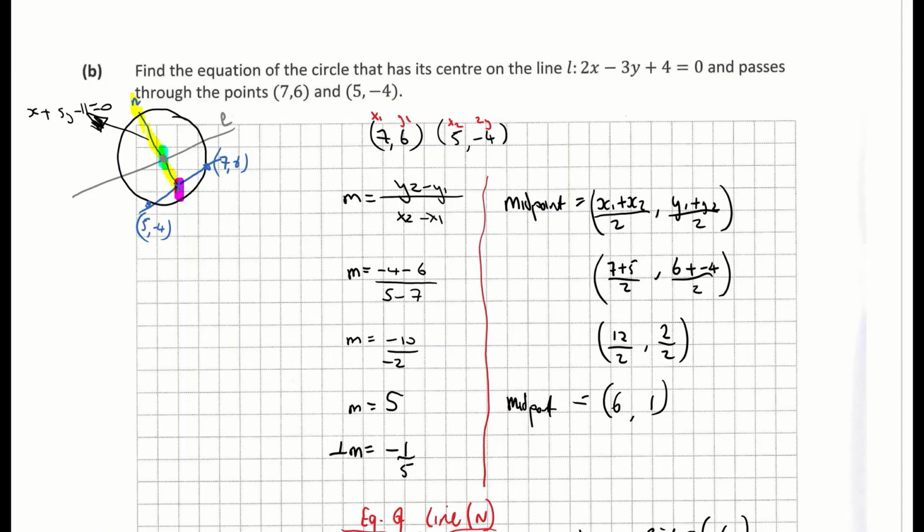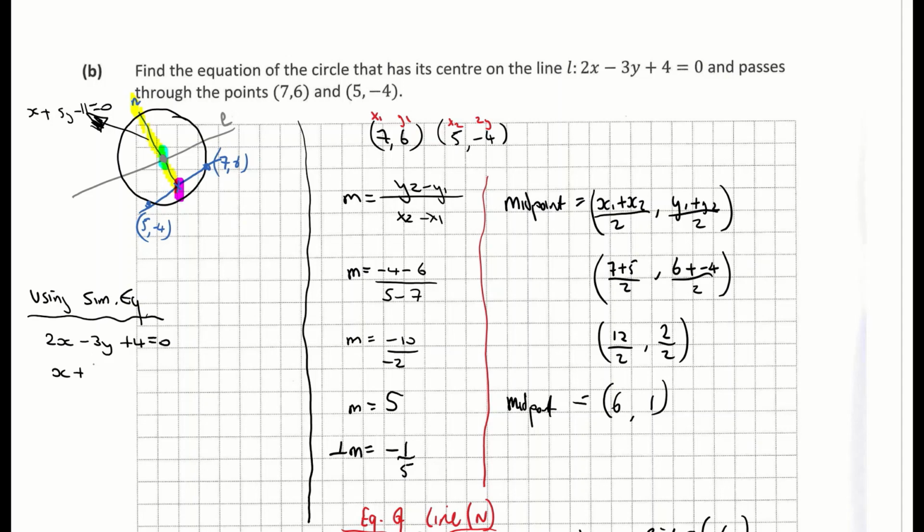So using simultaneous equations, again, apologies, my screen is moving around here, but just to keep a bit of space on the screen. So using simultaneous equations between L and N, it doesn't matter which one comes first. I'm going to put the L, 2x minus 3y, plus 4. Let's just write it in as it is. And the one I've just found is x plus 5y minus 11 is equal to 0. And I'm just going to subtract 4 from this one and add 11 to this one. I like them just equal to the constant.